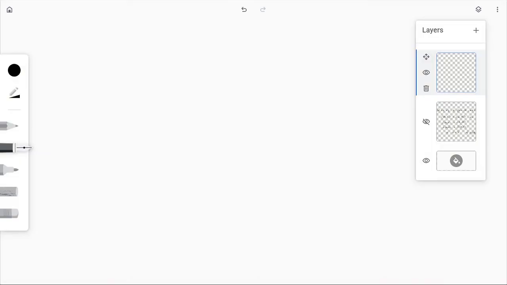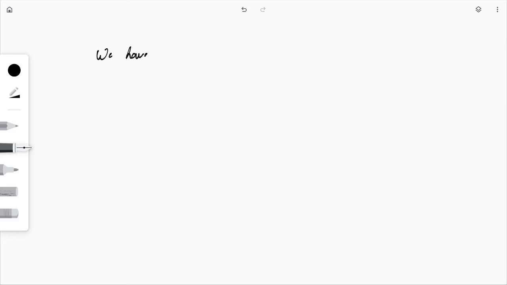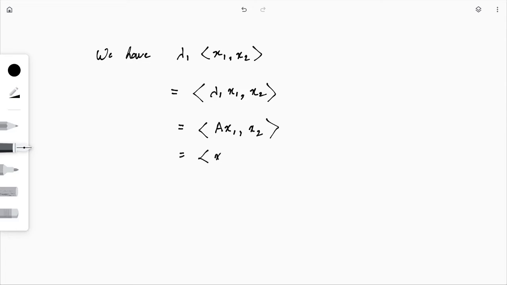So let's see the proof of how we can do this. This is also very simple. Let us see, lambda 1 into inner product <x1, x2>. This can be written, taking the scalar inside, as <lambda 1 x1, x2>. Now lambda 1 x1 can be replaced by A x1, as given in the property, so <A x1, x2>. Now since A is self-adjoint, I can write this as <x1, A x2>.